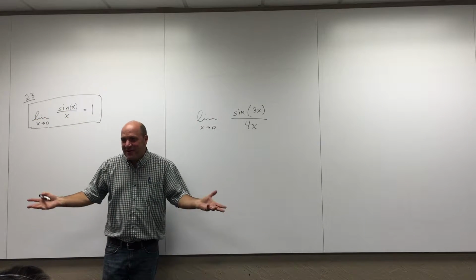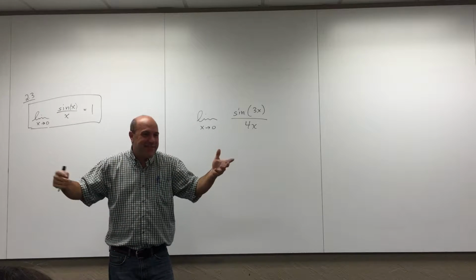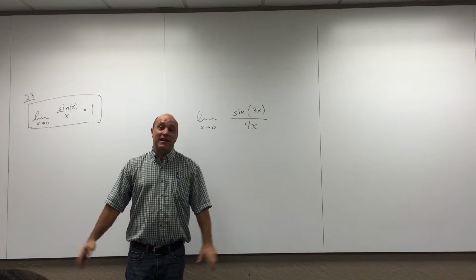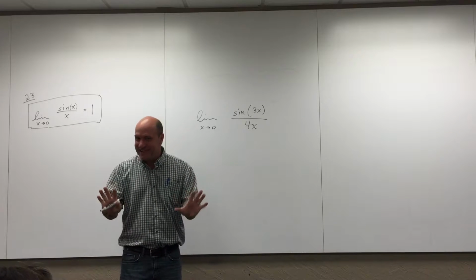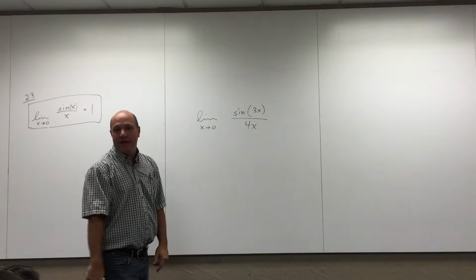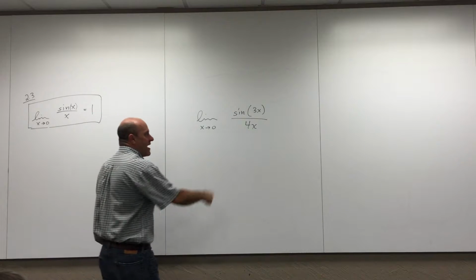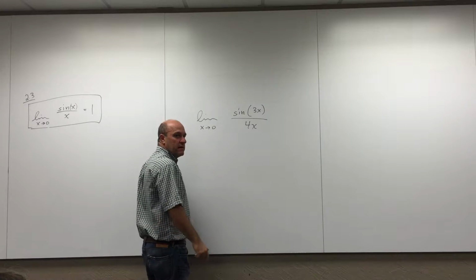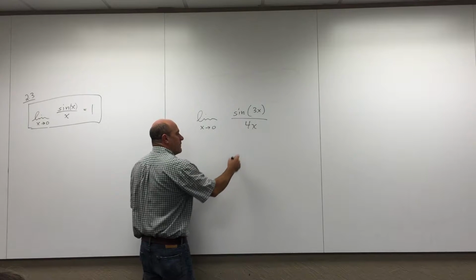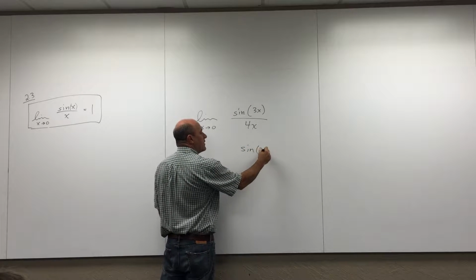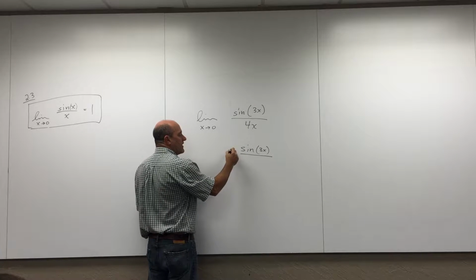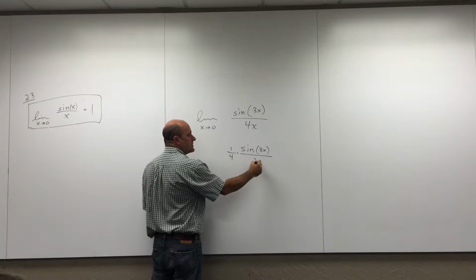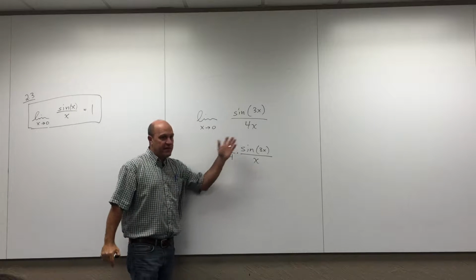When you do math, sometimes you do this algebraic manipulation. You just make things do what you want, but you do it legally. I want to make that denominator a 3x. I tell you what, I'm going to think of it like this for a second. I'm going to kind of pull the 4 away. I'm going to think of it as a 1/4 and just leave an x there. That is the same thing. Do you agree?